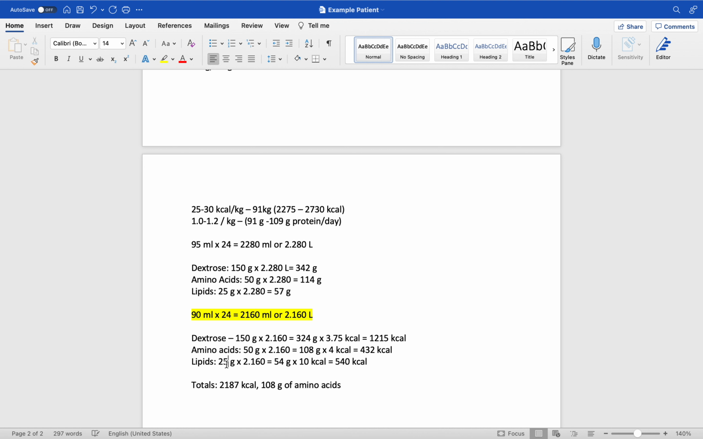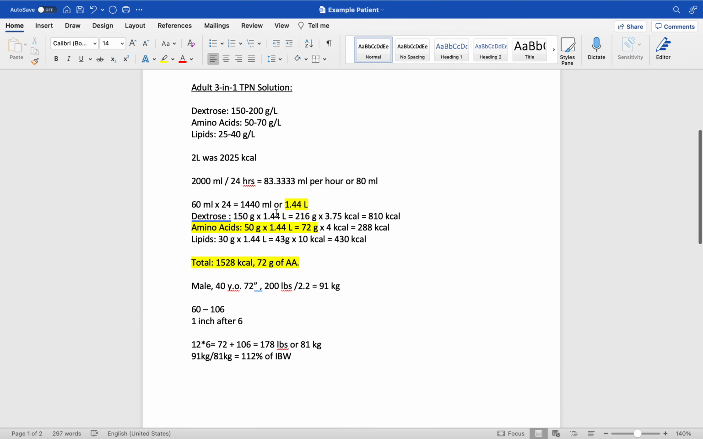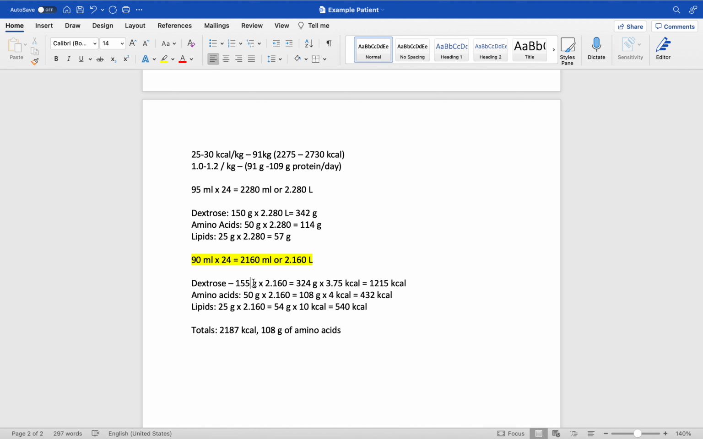But again, I'll just show you what happens. Maybe let's just increase our dextrose by a little bit. So maybe let's try to increase our dextrose to 155 grams instead of 150. Because again, I have that range up here of 150 to 200 grams. So I can really pick any number between those numbers. So 155 grams times 2.160 liters is 334.8, so I'm going to do 335.